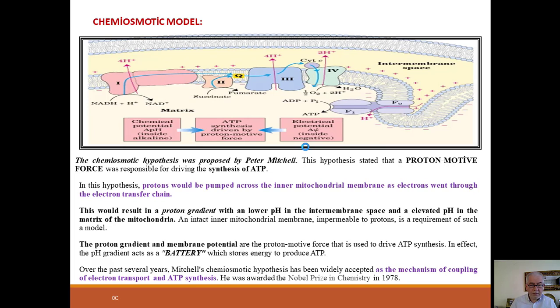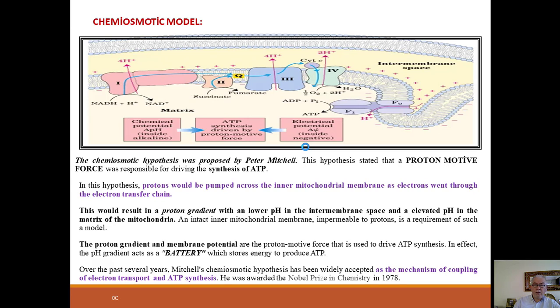The proton gradient and membrane potential are the proton motive force that is used to drive ATP synthesis, and in effect the pH gradient acts as a battery which stores energy to produce ATP. And this chemiosmotic theory has been accepted as the mechanism of coupling of electron transport and ATP synthesis.